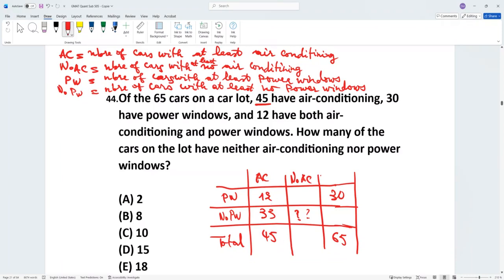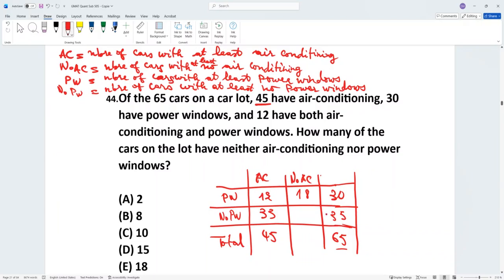Here, since the total is 30, then here must be equal to 18. And then here, since it's 65 as the total here, here must be equal to 35. So once we have that, we can then find the value that we are looking for here.